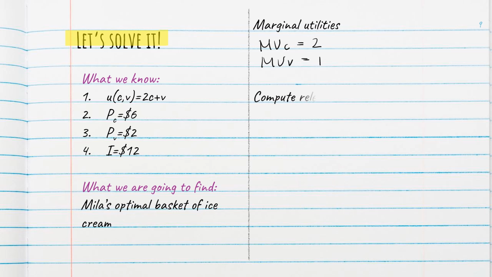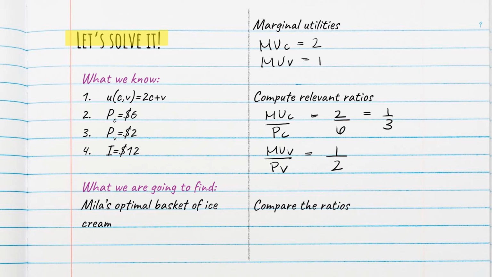So now that we have these marginal utilities, we can compute the relevant ratios. The marginal utility of chocolate over the price of chocolate ice cream is equal to 2/6, or a third. And the marginal utility of vanilla ice cream over the price of vanilla ice cream is equal to 1/2. So I have my two ratios, and now we're going to compare them. When I say compare them, I just mean I need to figure out which one of these is bigger. So I observe that a half is bigger than a third.